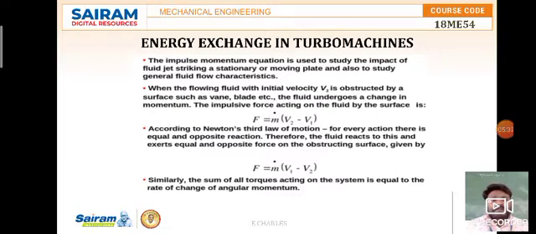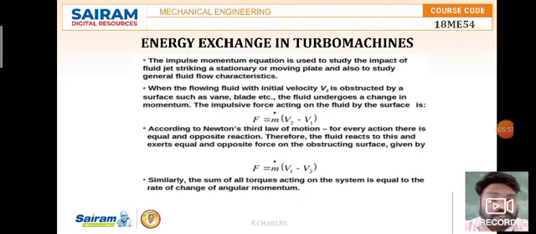Now, coming to this impulse momentum equation, which is used to study the impact of a fluid jet striking a stationary or moving plate, and also to study the general fluid flow characteristics. In this impulse momentum equation, we are going to study two different things. One is the impact of the fluid jet striking the stationary or moving plate.